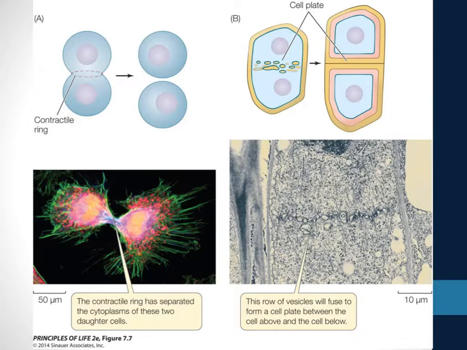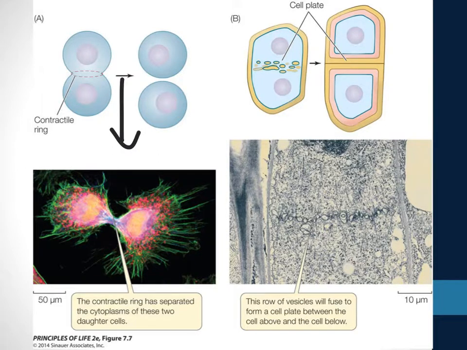So if we compare an animal cell division with a plant cell division, you can see after telophase, when animal cells undergo cytokinesis, a contractile ring basically pinches and gets shorter to allow the cell membrane of that large cell to become two smaller cells.